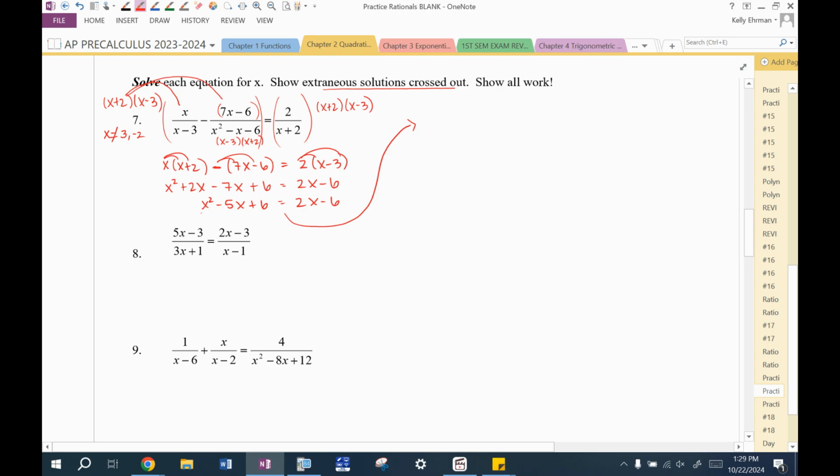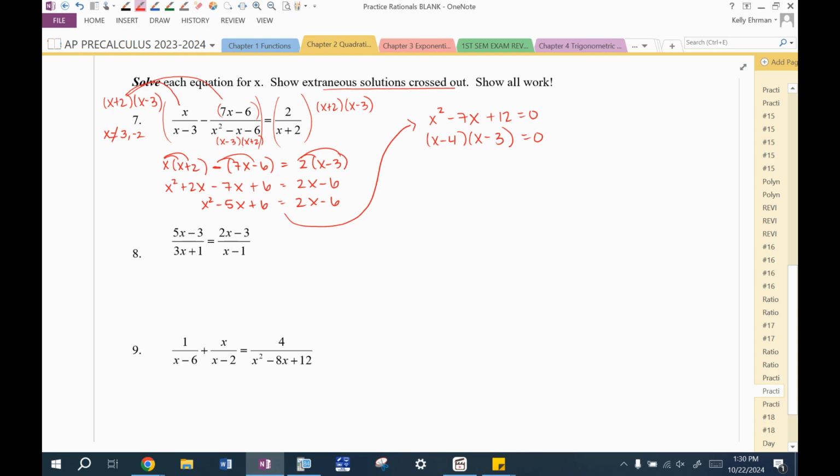I'm not going to be able to get rid of x squared, so if it's quadratic, it should be equal to 0. So I'm going to move everything to the left side. Subtract 2x, add 6, factor. Some of you are going right to the quadratic formula, even though we talk about how much we don't like it. Some of you are doing it instead of factoring, and then you're messing up somewhere. So factor when you can.